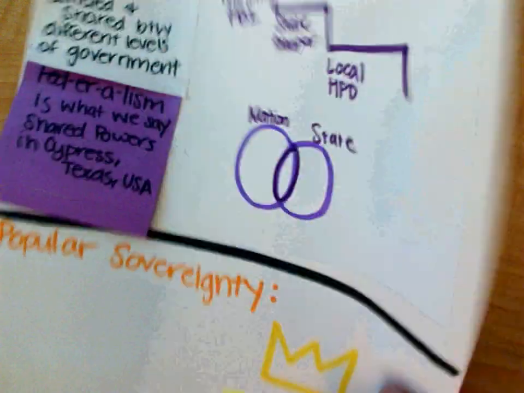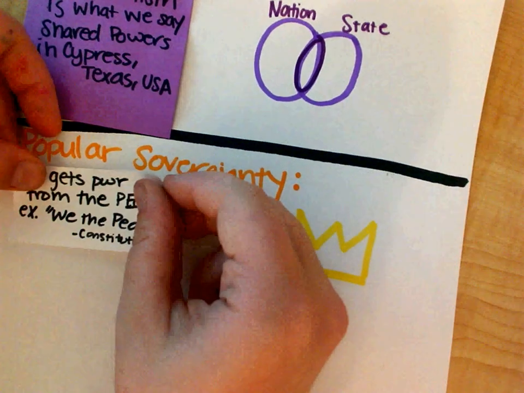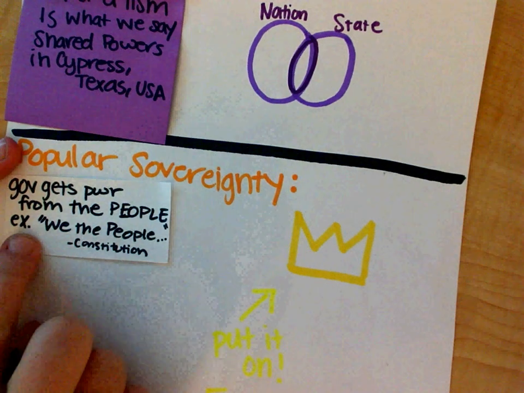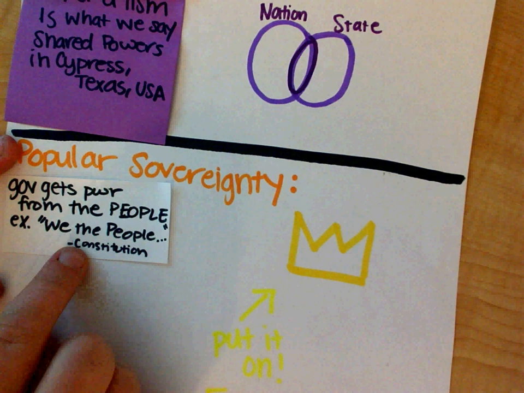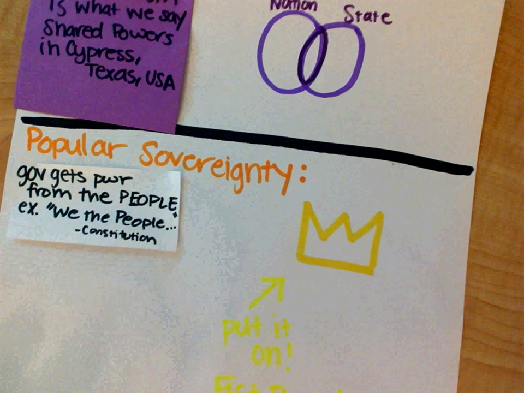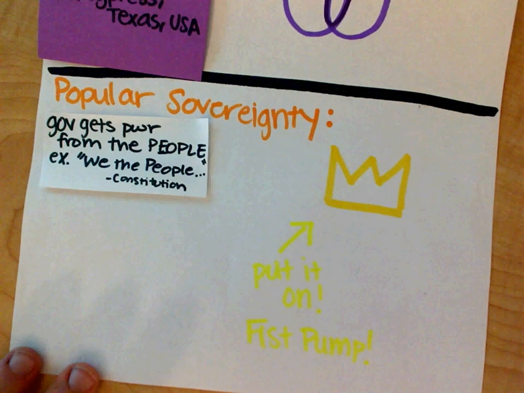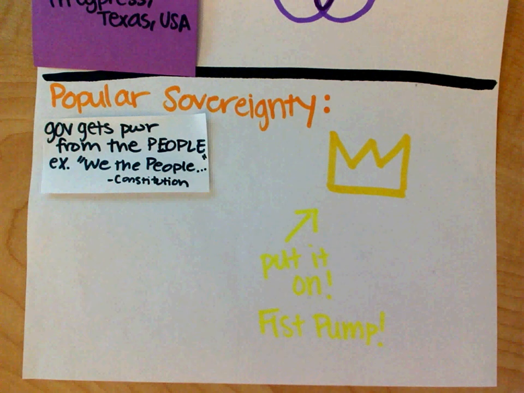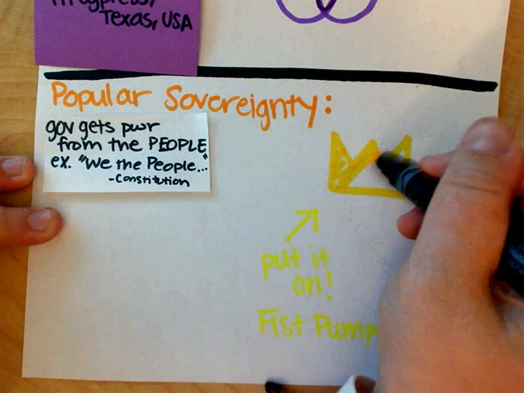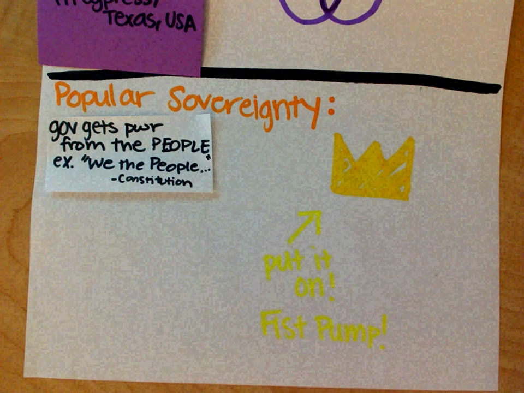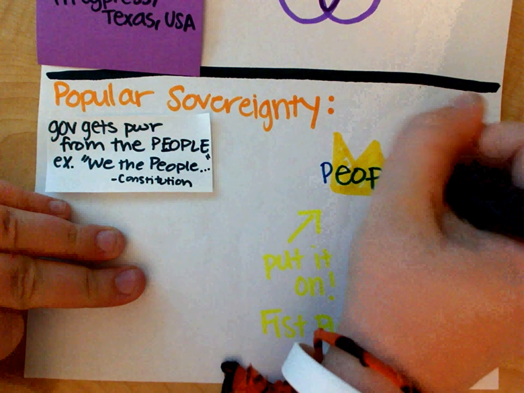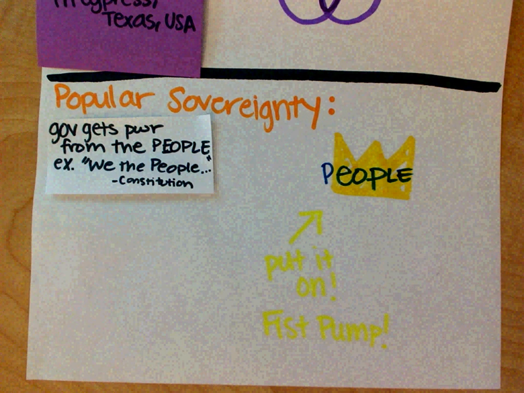Okay, popular sovereignty. This is the idea that the government gets its power from the people. Our example is we the people of the United States of America, in order to form a more perfect union. It's part of the preamble to the Constitution. So for this, popular sovereignty, the government gets its power from the people. So right here I drew a crown, and I'm going to color in my crown now. Yay! And on that crown, I'm going to write across it, people. People rule the government. People are in charge.